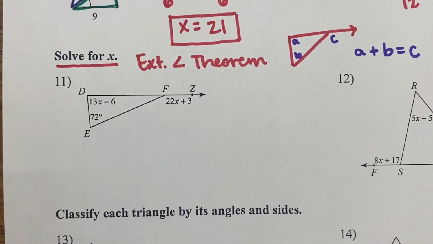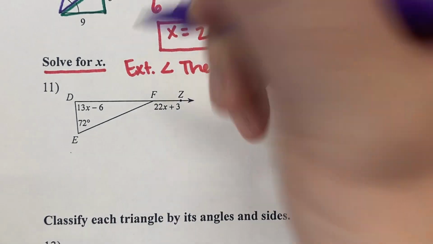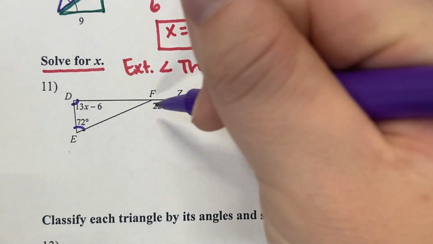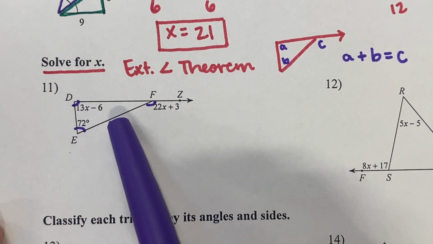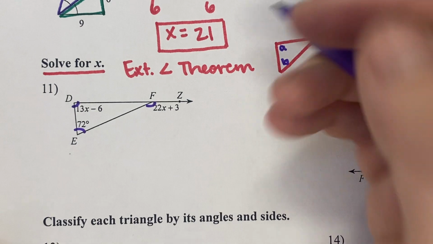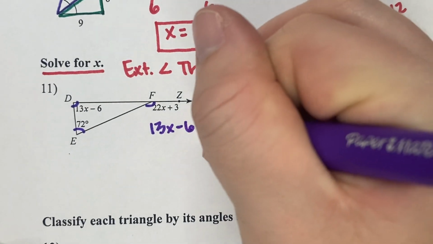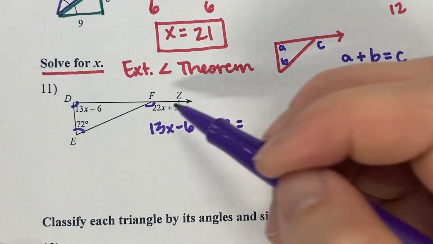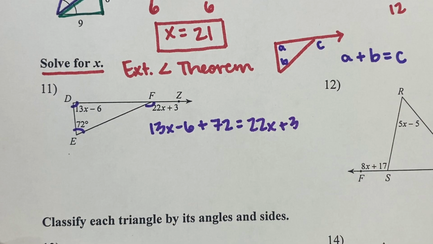Looking at 11, we're trying to solve for x, which is given in 2 of our angles, but we know that this angle plus this angle has to equal that angle. So we just set up an equation. First angle, we have 13x minus 6 plus my other angle, 72, is equal to the exterior angle, 22x plus 3.